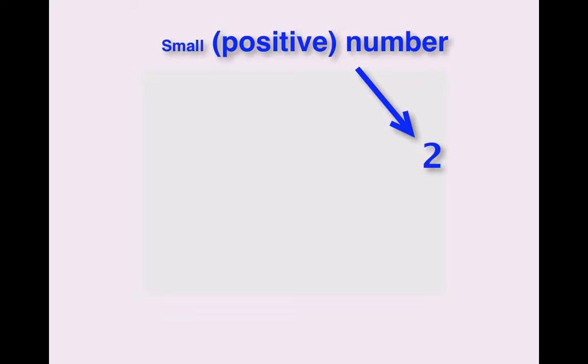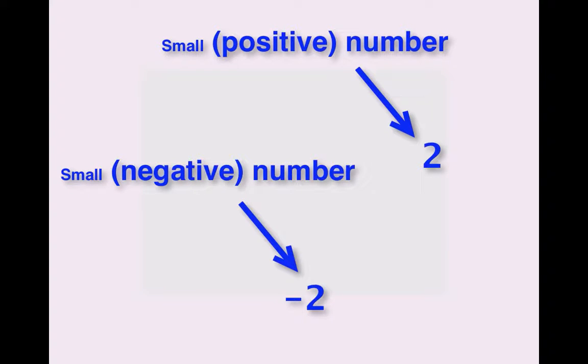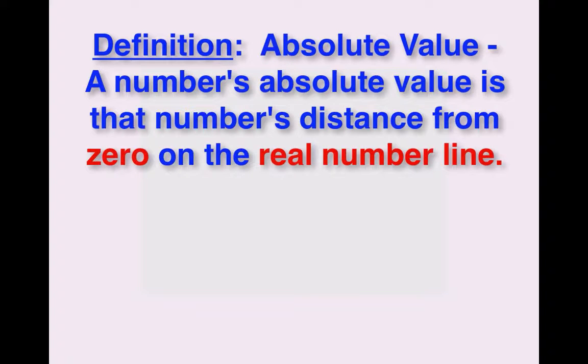2 is a pretty small number. So is negative 2. Doesn't matter whether it's positive or negative. They're going to have small absolute values. But here's the definition I like to use. The absolute value of a number is that number's distance from 0 on the real number line.